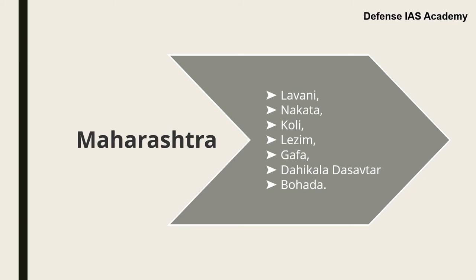Then what other dance form? So this is about the major dance forms. Like we have discussed Lavani, Nakata, Koli, then one more dance form, the Dandgari Gaja, which is not listed over here. So that's the folk forms of Maharashtra.